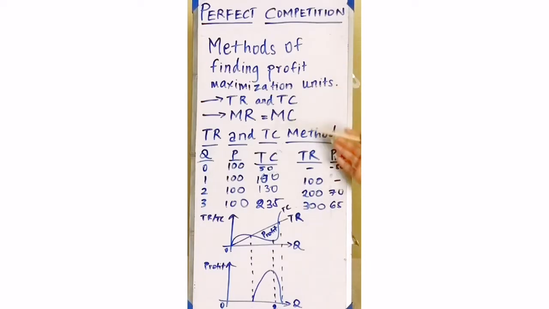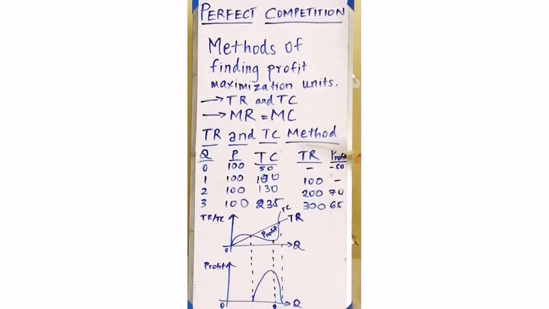We have taken a very simple example. Here, the quantity units are 0, 1, 2 and 3, and the price is constant in the perfectly competitive market, and we have the total revenue. Total revenue is quantity times price, so we have 0, 100, 200 and 300. The total cost amounts I have put as hypothetical amounts like 50, 100, 130. Here we have the profit, which is obtained by deducting total cost from total revenue. So this is how we have the chart here, in this very simple example.